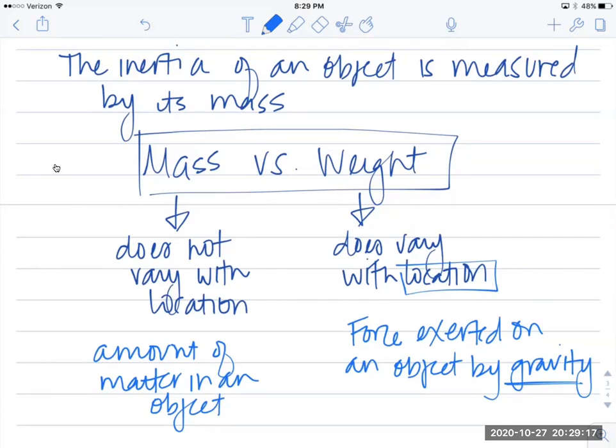Even though we use these words interchangeably, they have different definitions. Now that you know this, when we move on to Newton's third law and we're doing free body diagrams, just remember that when we use the word weight, you need to incorporate gravity.